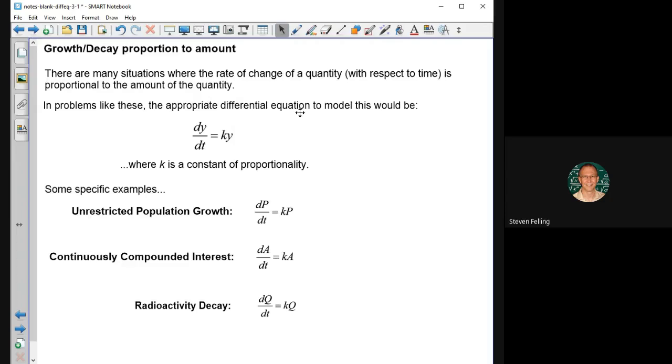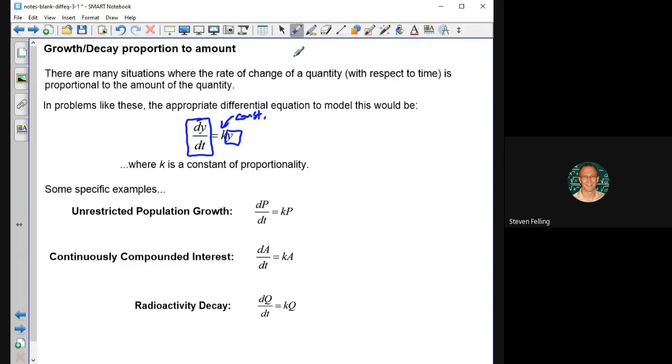In problems like this, it would be appropriate to use a differential equation like dy/dt, the rate of change of the quantity y, how fast y is changing, is proportional to the current amount of that thing, right? So if you have dy/dt = ky, where k is a constant of proportionality, then that means that the smaller the amount, the less change there'll be. And when you have a large amount, there'll be a large change. And many things behave that way.